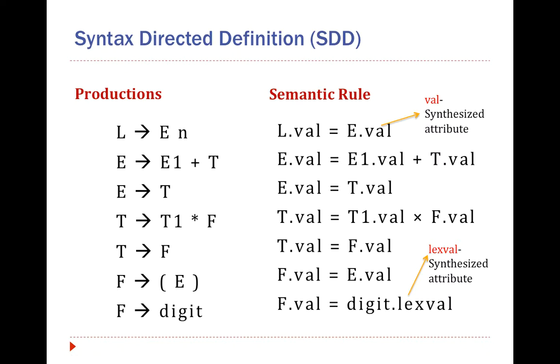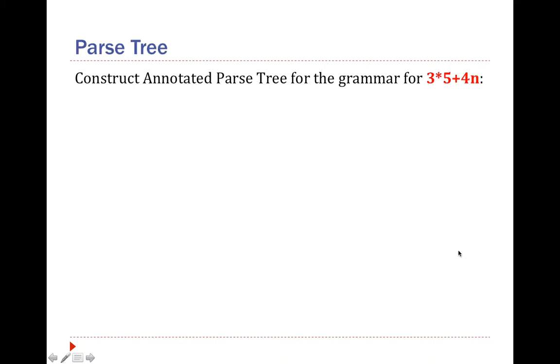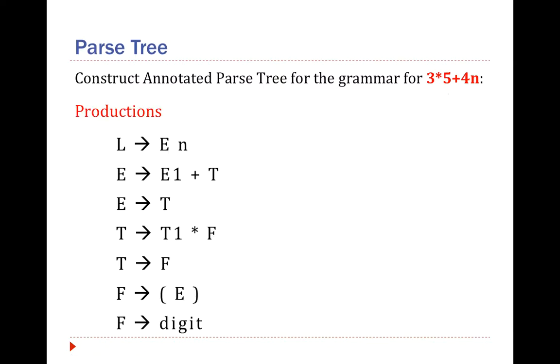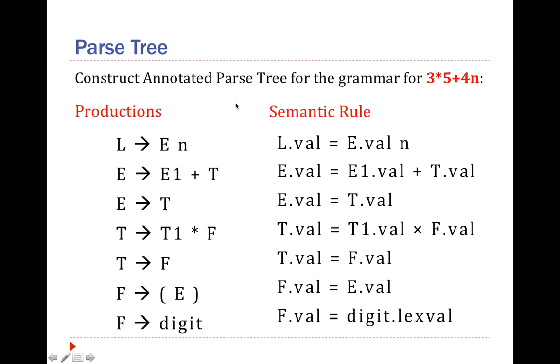So here val is the synthesized attribute, and digit, which is the terminal node, also has the synthesized attribute lexval. Construct the annotated parse tree for the grammar for the string 3 multiplied by 5 plus 4n. To construct the parse tree, this is the given grammar and this is the associated set of semantic rules.